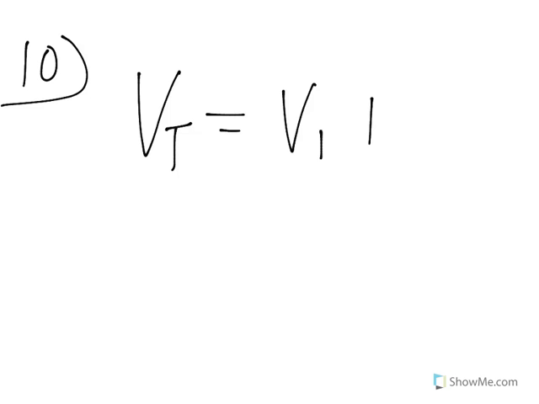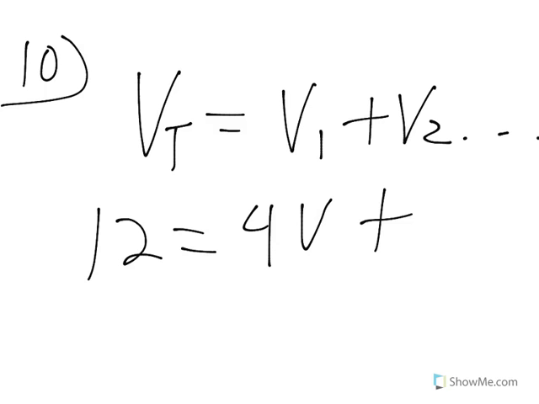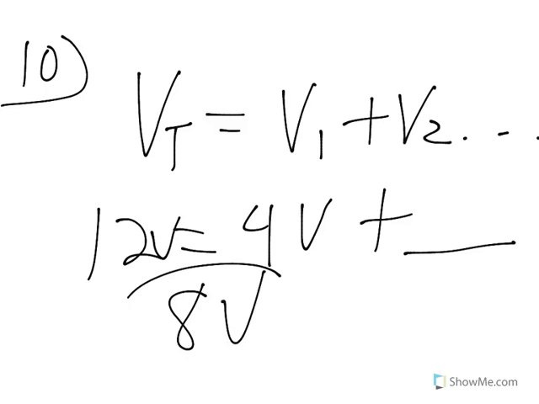All right, number 10. The circuit contains a power supply and 2 resistors as shown. What is the voltage across resistor R? Well, in a series circuit, the voltage drops across each resistor have to add up to the total voltage. So V total equals the voltage drop over 1 plus the voltage drop over 2 and so on. In this case, the total is 12 volts. The first one dropped 4 volts, so the second one had to drop 8 volts to equal 12. 4 plus 8 is 12.